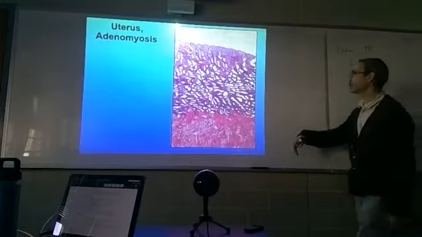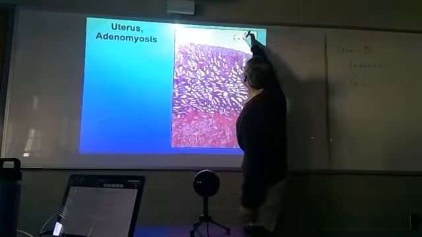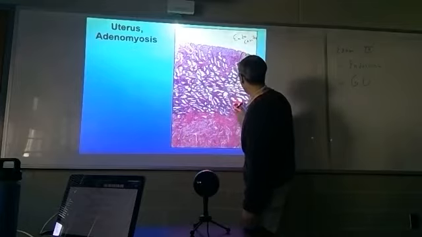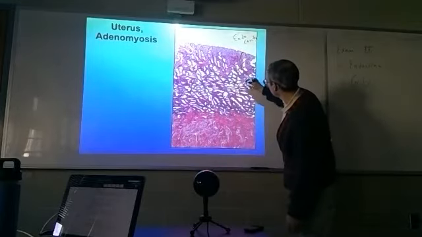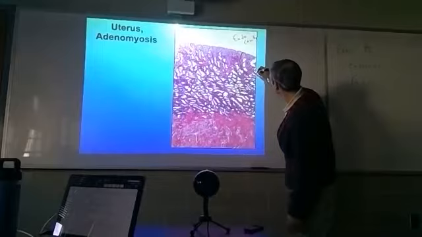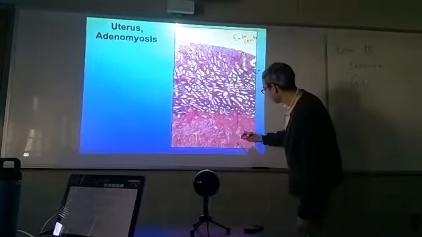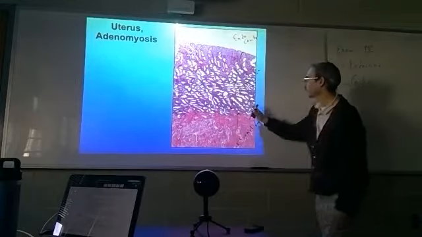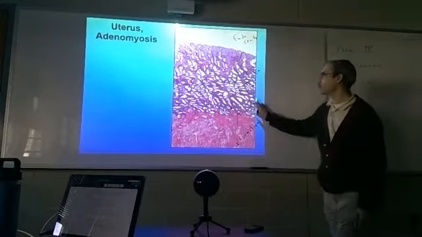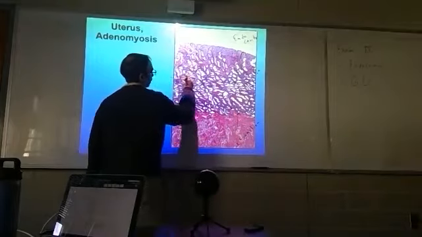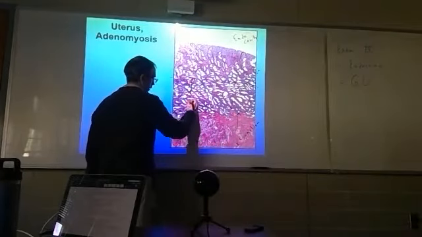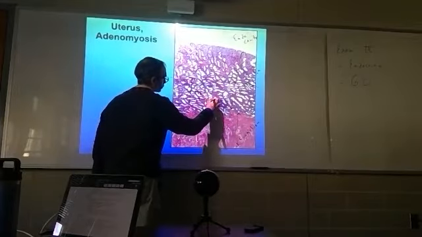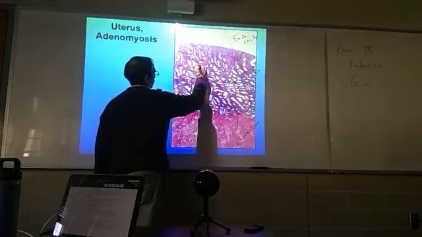Here's a section through the endometrial cavity. There's the endometrial cavity up here. This is the endometrium. And this is the myometrium. Endometrium, myometrium. The endometrium is divided into two layers. The lower layer is called the non-functional layer. And the upper layer is referred to as the functional layer.